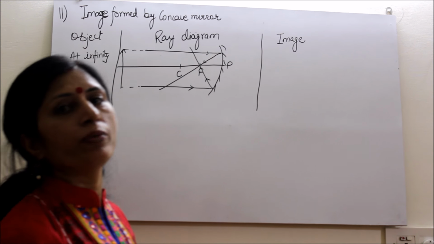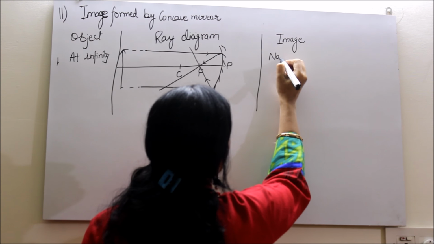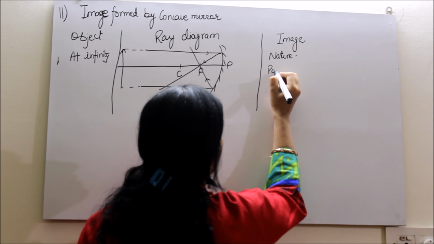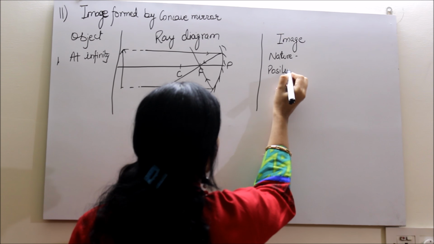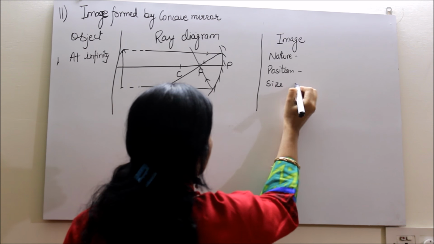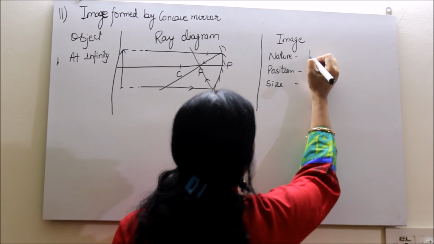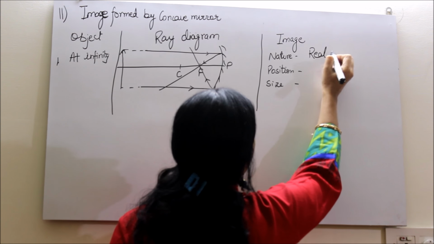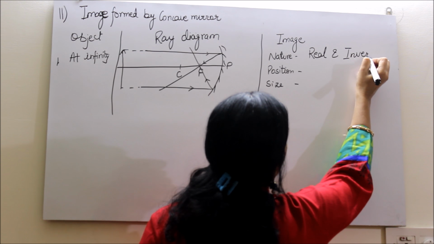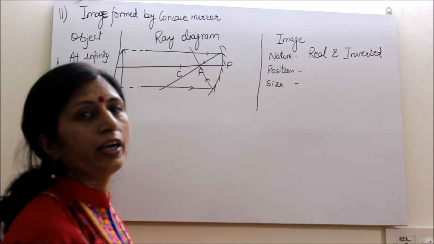So the image is formed at focus. We have to define three things for the image: nature, position, and size. Nature of the image is real and inverted. Position is at F.